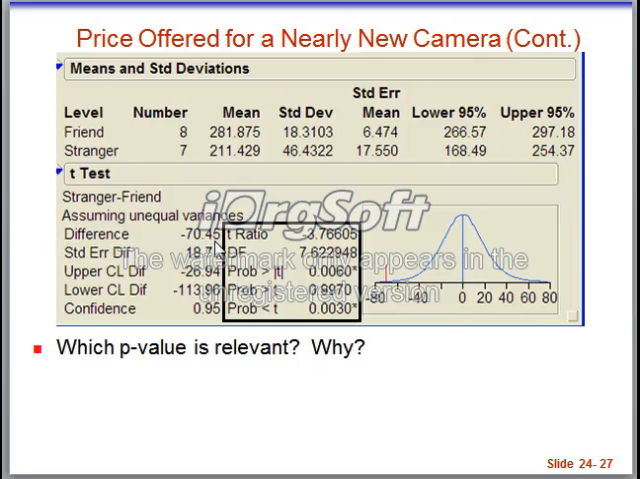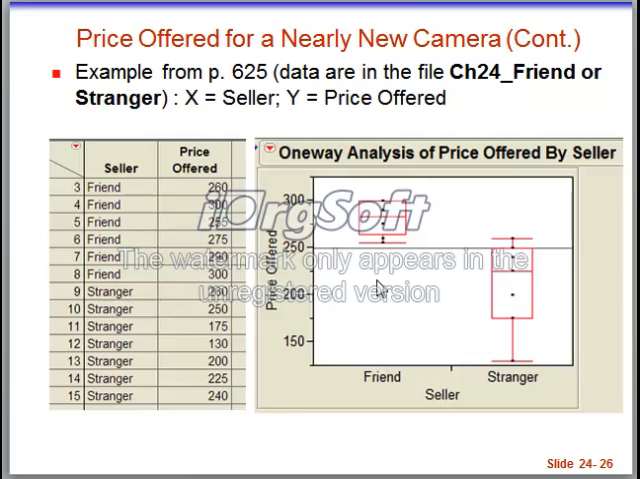If you notice, negative 70.45 divided by 18.71 is going to give you negative 3.766. This t ratio right here is marked by the red line. The p-values are the areas shaded. As you can tell, there's not really anything shaded less than this. Let's go look at another JMP output.